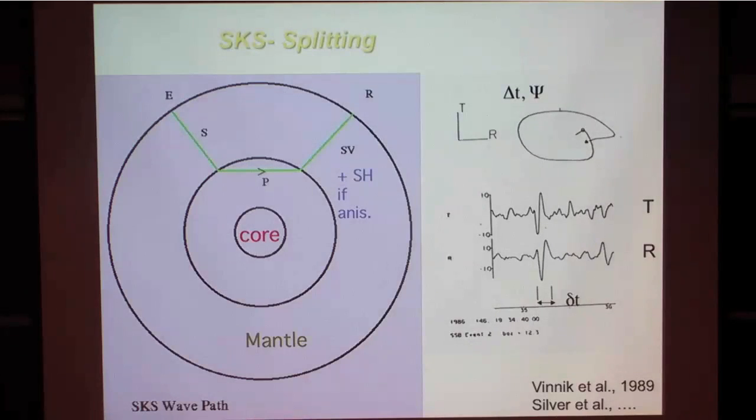Okay, SKS splitting. As I told you, it's a very popular way because it's very unambiguous. When you have an S wave arriving, it converts in the outer core to a P wave, and if you have an isotropic medium, you will have only an SV wave, but if you have some anisotropy, you will observe an SH wave as well. That's a very old observation, where you see the two components, transverse and radial, and you see that they have a phase delay, and so you can derive from these measurements delta t and also the azimuth of the waves. It was investigated largely by many people, and again, Maureen Long will cover that.